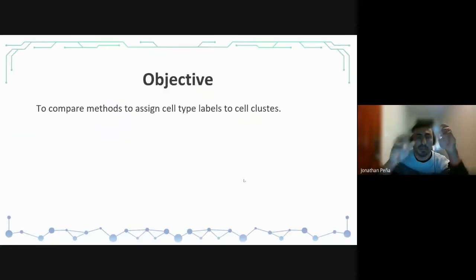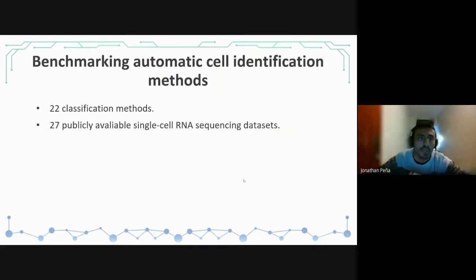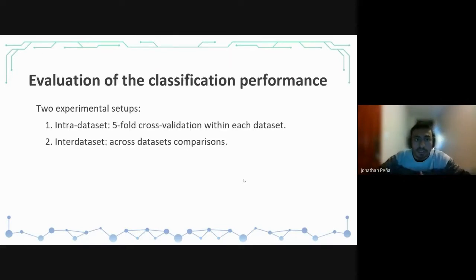methods. The main objective of this paper was to compare methods to assign cell type labels to clusters, and they performed benchmarking of automatic cell identification. They evaluated 22 classification methods and analyzed 27 publicly available single-cell RNA sequencing datasets.